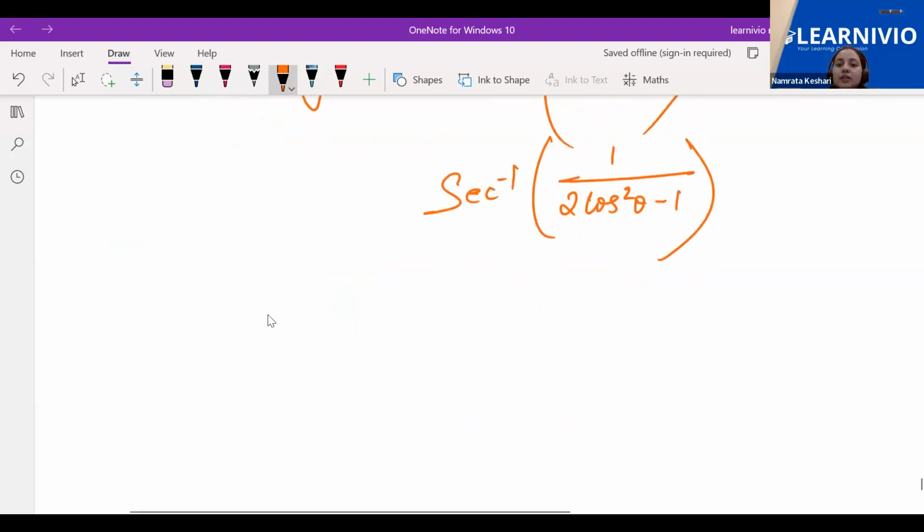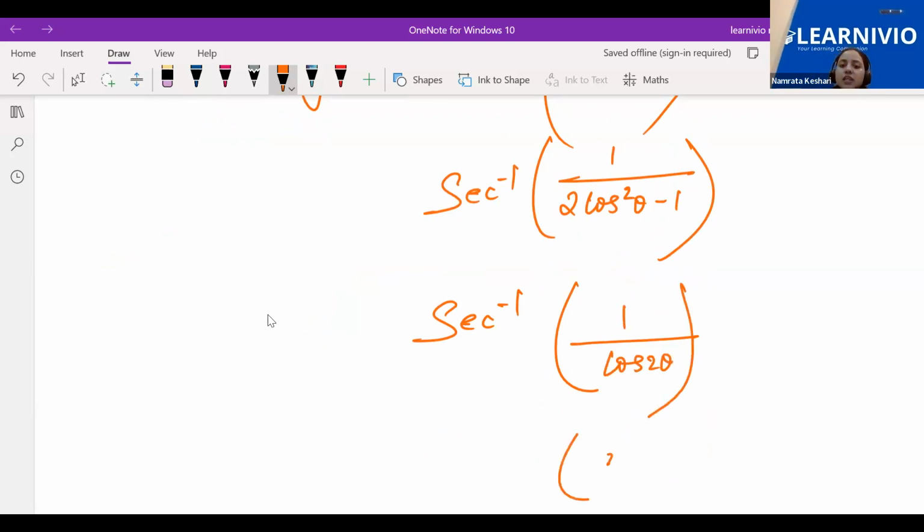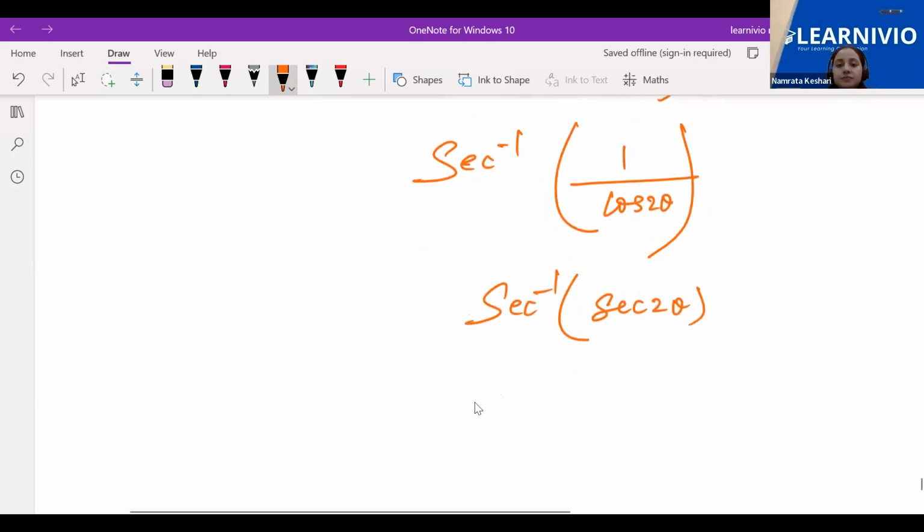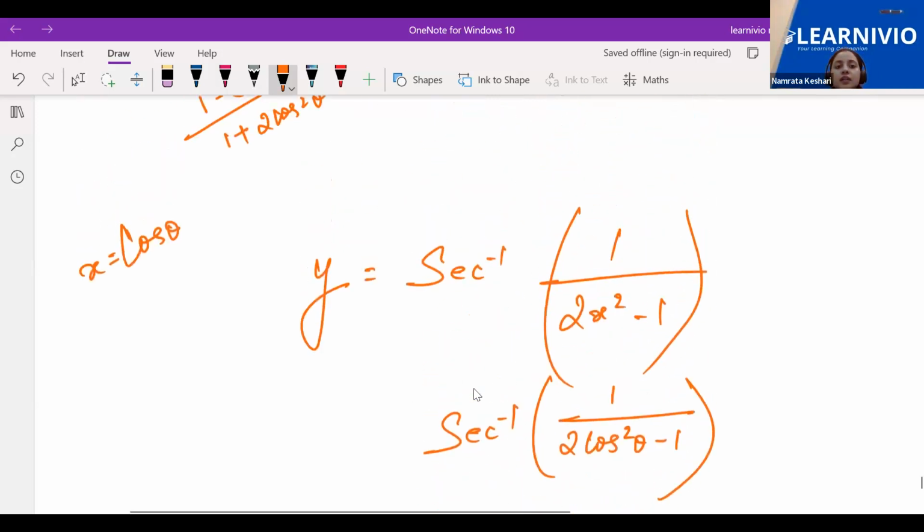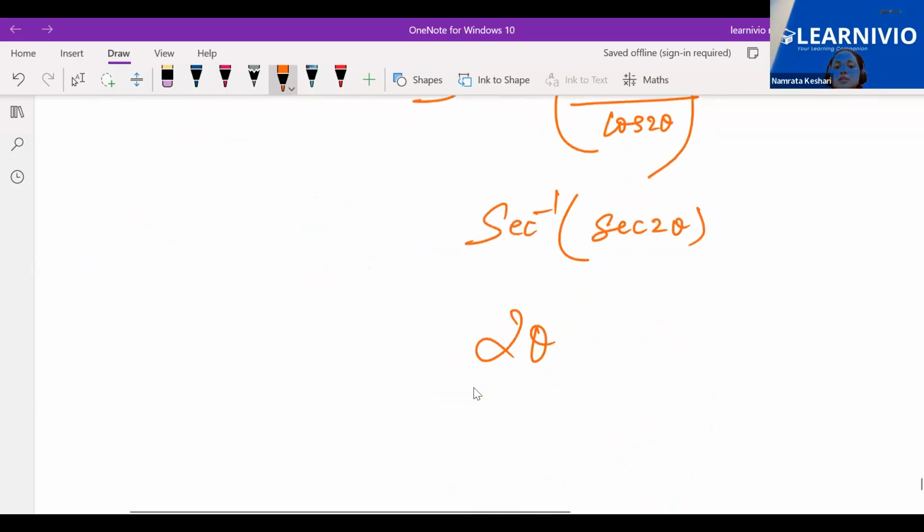So we are getting here sec inverse of 2 cos square theta minus 1, which is the cos 2 theta formula. 1 by cos 2 theta is sec 2 theta, right? Yes. Theta is cos inverse x.